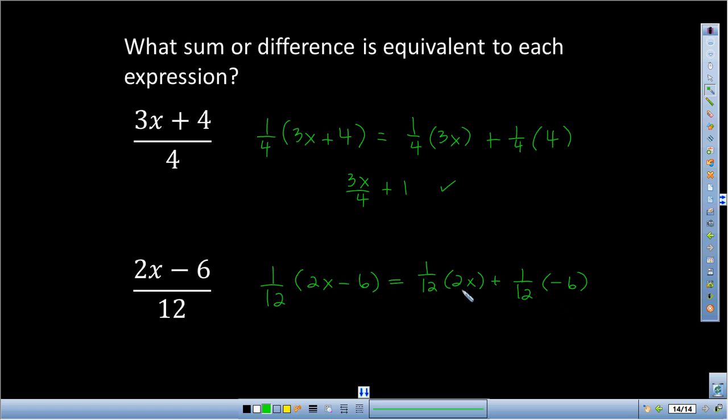1/12 multiplied by 2x is 2x divided by 12, and 1/12 multiplied by negative 6 is negative 6/12. When we simplify, we end up with x divided by 12 subtract 1/2. And there we have the difference that's equivalent to the original expression.